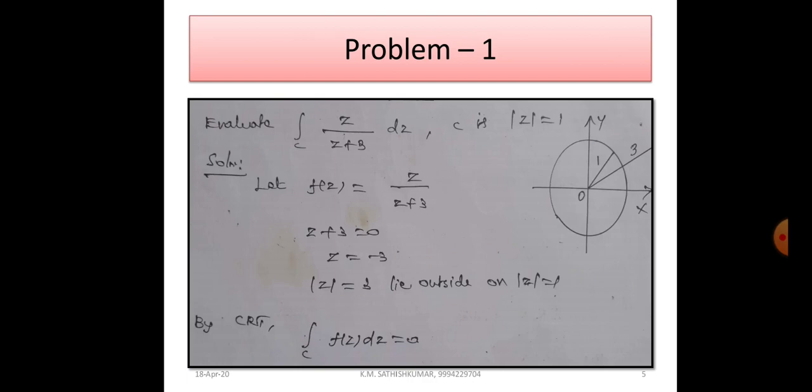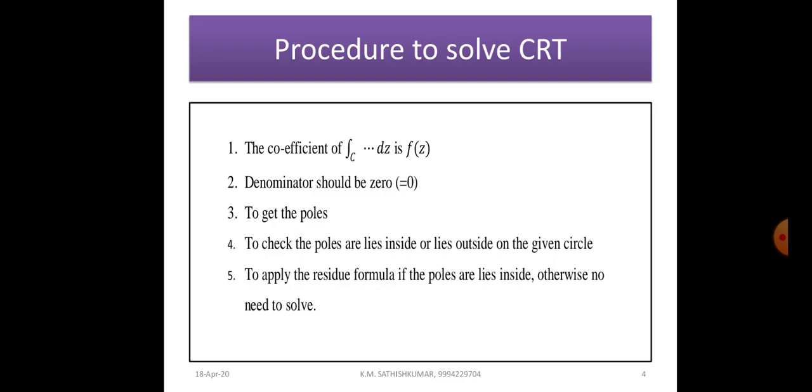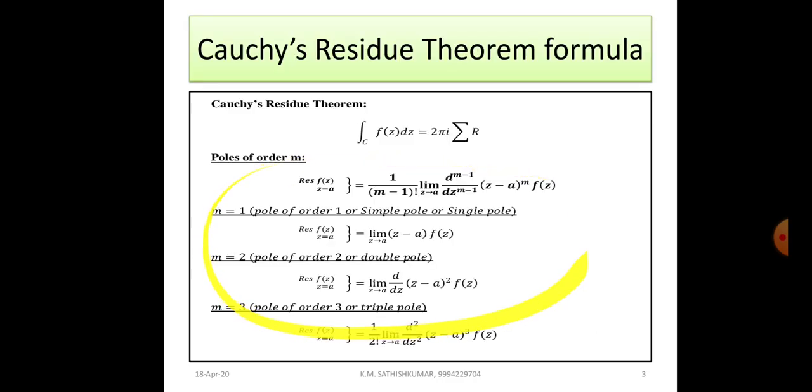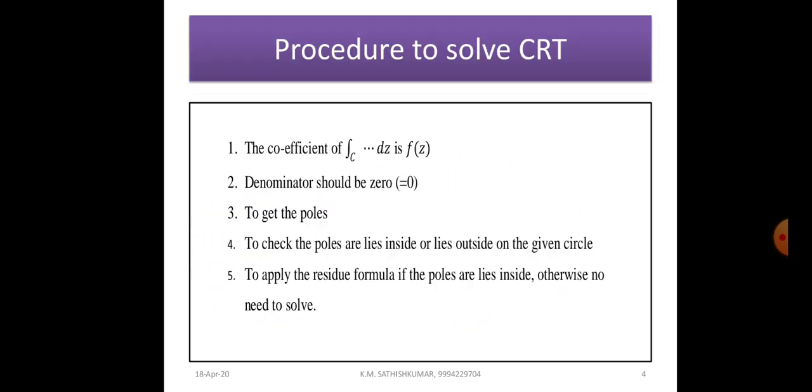Lies inside means proceed to use the formula. Right. So this is the method to solve the problems. It may be 2 mark questions or 8 mark questions. There is no difference between them. The only difference is the formula. Lies inside means we are going to use this formula. Lies outside means no need to use this formula.